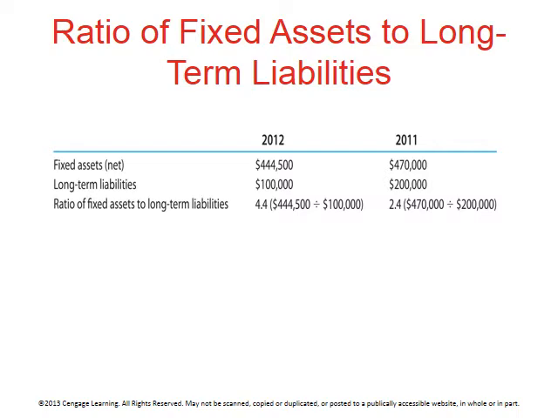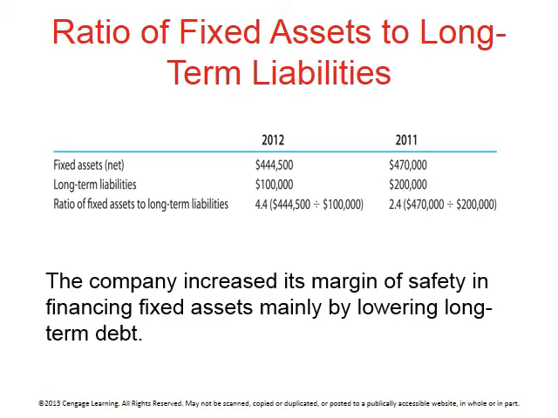But if you look at 2011, it was only 2.4. So there's been an improvement from 2011 to 2012, giving it more margin of safety in the future. That's what you get here, 4.4 versus 2.4. It's a margin of safety long term.